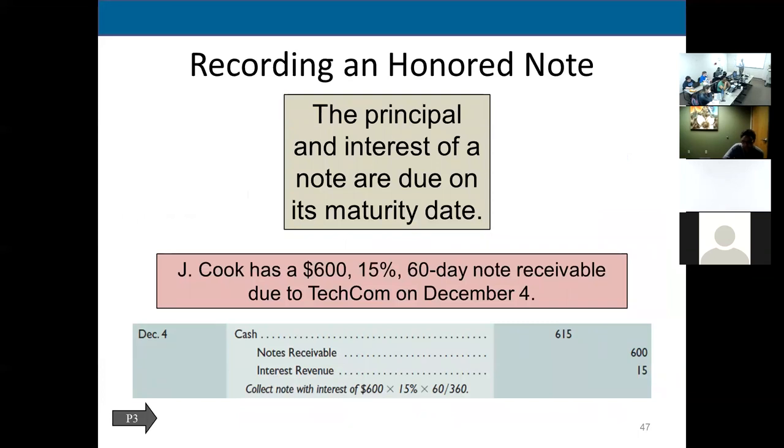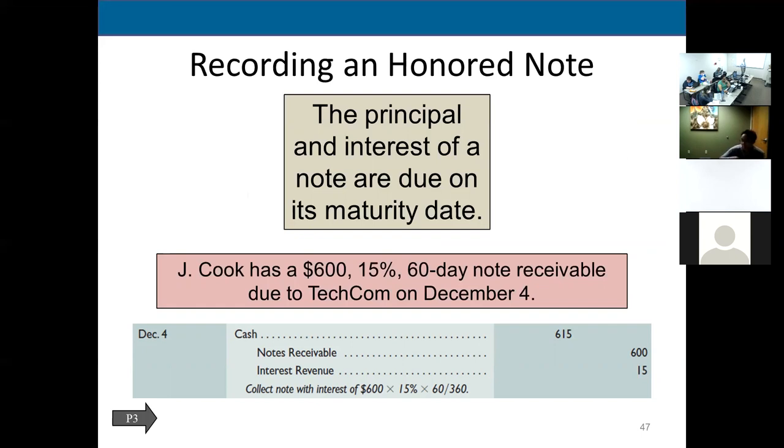Now, an honored note. Jay Cook has a $600, 15% 60-day note receivable due to TechCom on December 4th. So here we're looking at the P&I of a note that is due in its maturity date. So on December 4th, cash of $615 was received. So because it was received, we increase it. We're going to debit that asset, $615. Now look down here. We're going to show notes receivable credited $600.